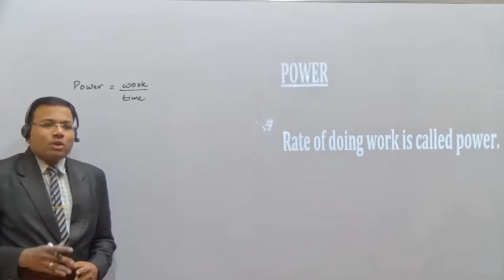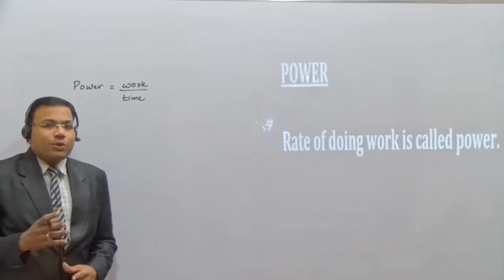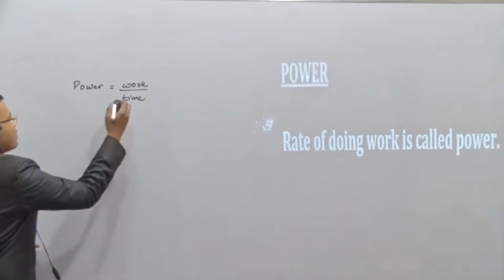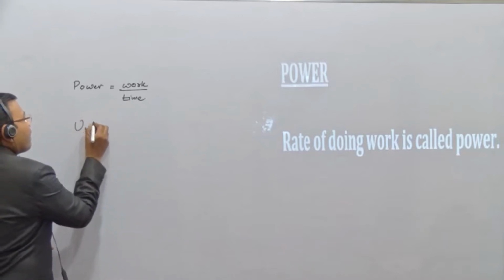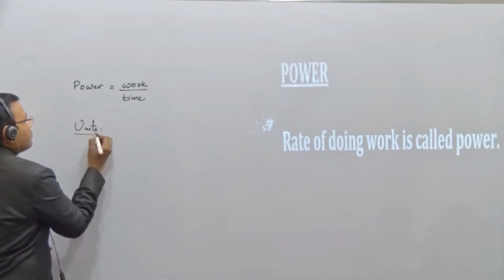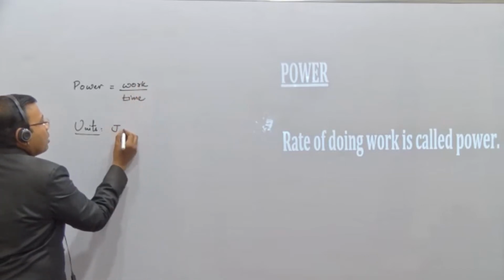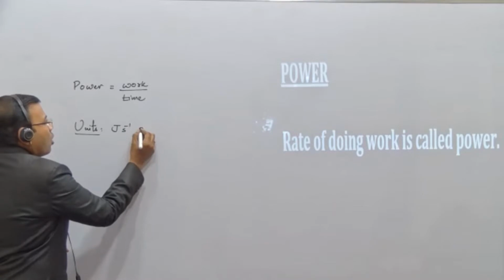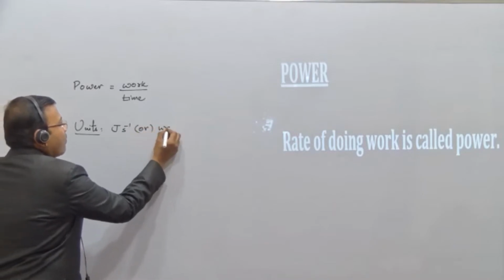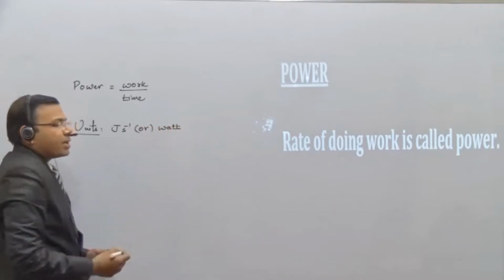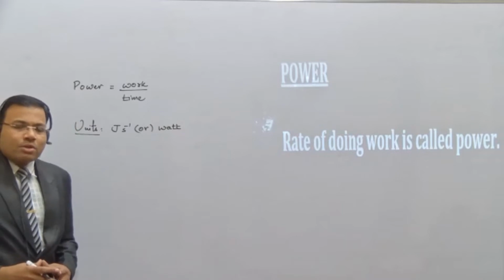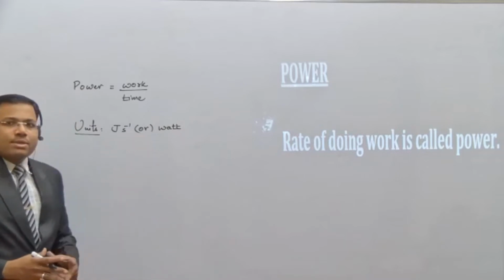Now, let us go with the units of power. Power is work by time, so the unit is joule per second, or it is also called watt. Joule per second we are calling watt. This is the SI system unit.